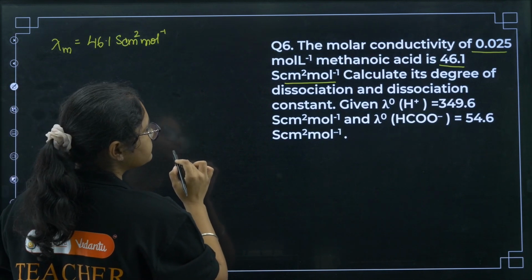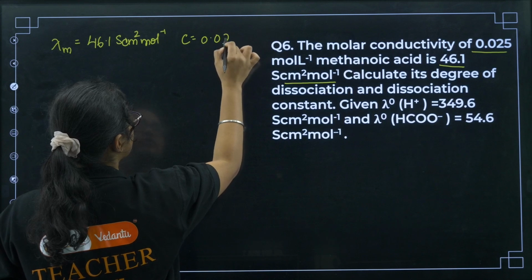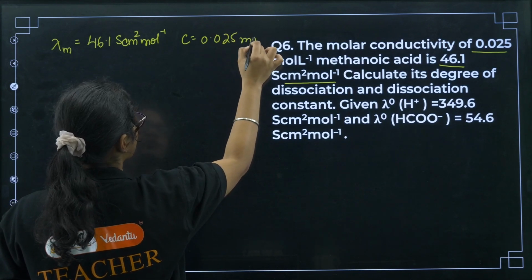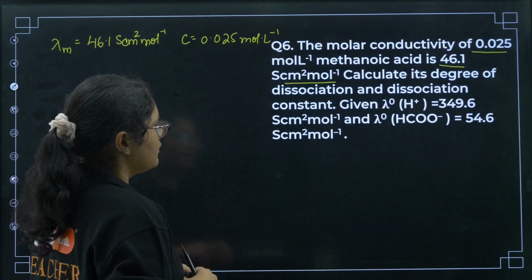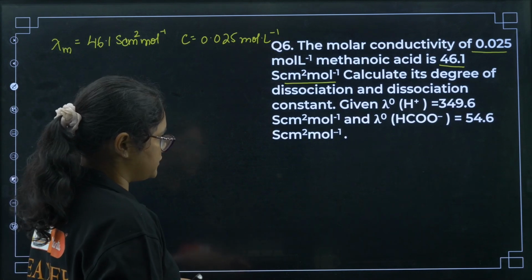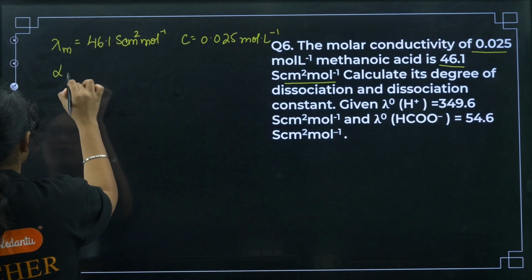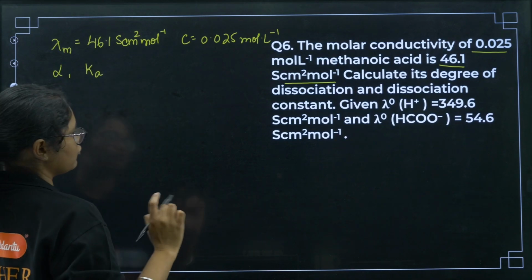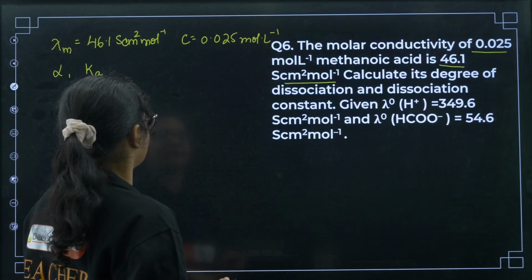And then the concentration is given, 0.025 mole liter inverse. Calculate its degree of dissociation and dissociation constant. We have to calculate alpha and Ka, these two. Given that lambda naught, okay, fine.